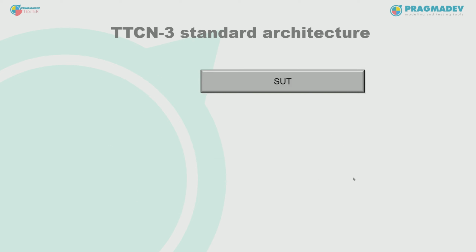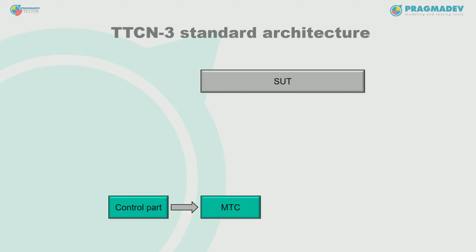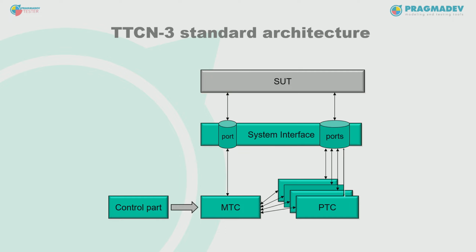The system to be tested is called the system under test, SUT. A test case is organized in a control part that controls the test execution, a master test component, and some optional parallel test components. The test case interacts with the SUT through the system interface that defines a set of ports. A port can be asynchronous, like a message, or synchronous, like a function call. Once the test cases are written, in order to execute them against the SUT, the system interface needs to be implemented.